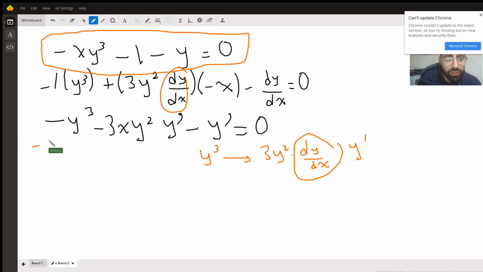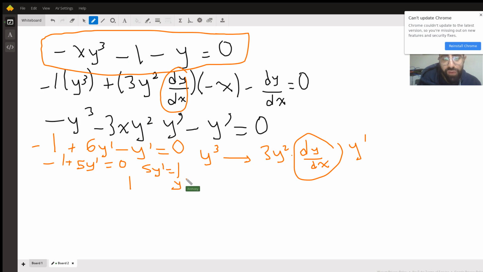So that's negative 1 times 1 cubed, which is negative 1, and negative 3 times negative 2 is 6. 6 times 1 squared is 6, so 6y prime minus y prime is equal to 0. We get that negative 1 plus 5y prime is 0. Add 1 to both sides of the equation. We get that 5y prime is equal to 1. So y prime is nothing but 1 over 5.